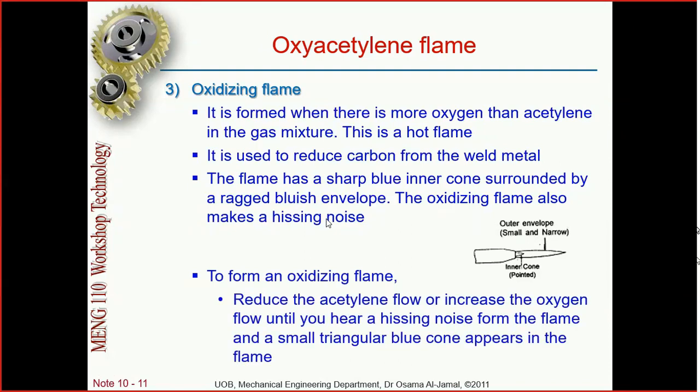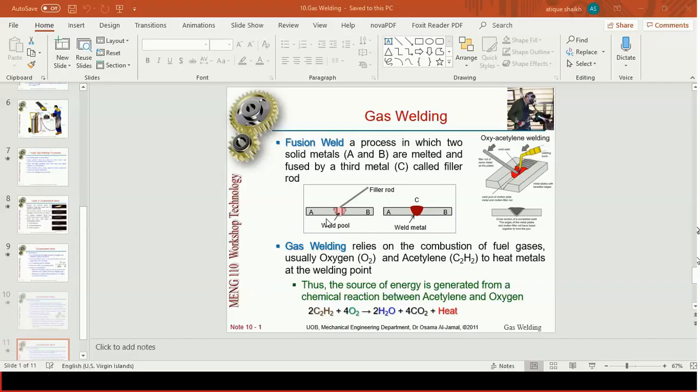Now how to get an oxidizing flame? Reduce the acetylene flow or increase the oxygen until you hear a hissing noise from the flame and a small triangular blue cone appears in the flame.